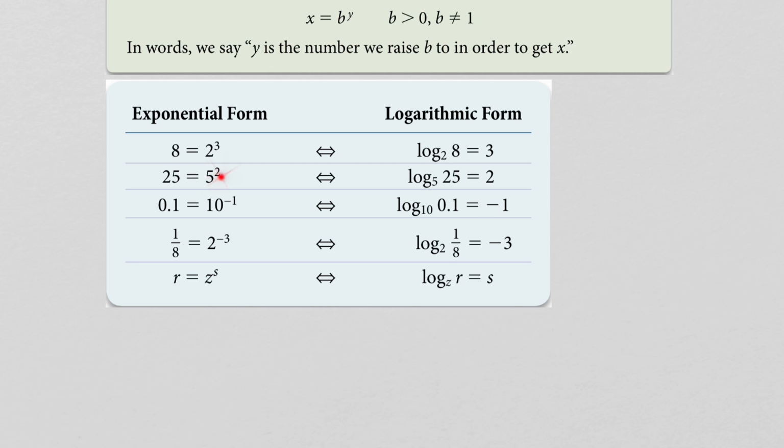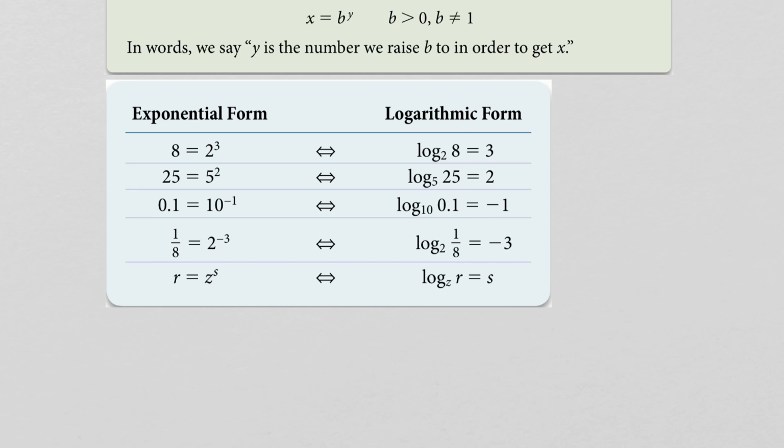We also know 5 to the second power is 25. So the power of 5 to get 25 is 2. 0.1 is 10 to the negative 1. So the power of 10 to get 0.1 is negative 1. So when a number is equal to a logarithm, that number is just the exponent of the base to get the number you see here. And this is why we say logarithms are just exponents, right?